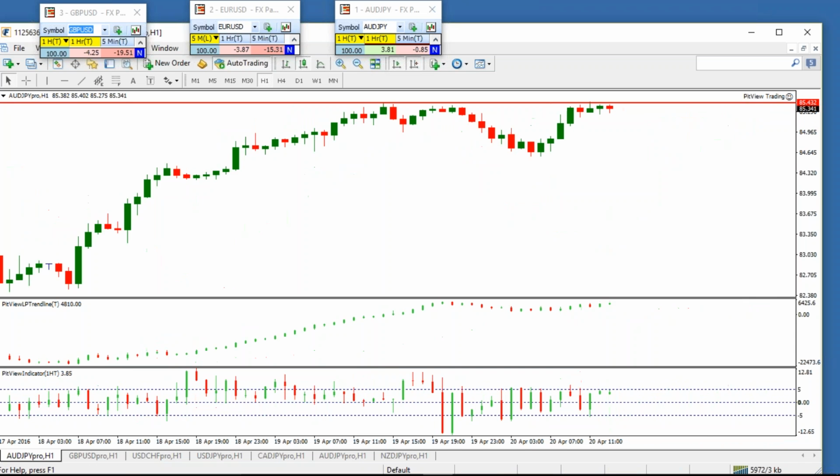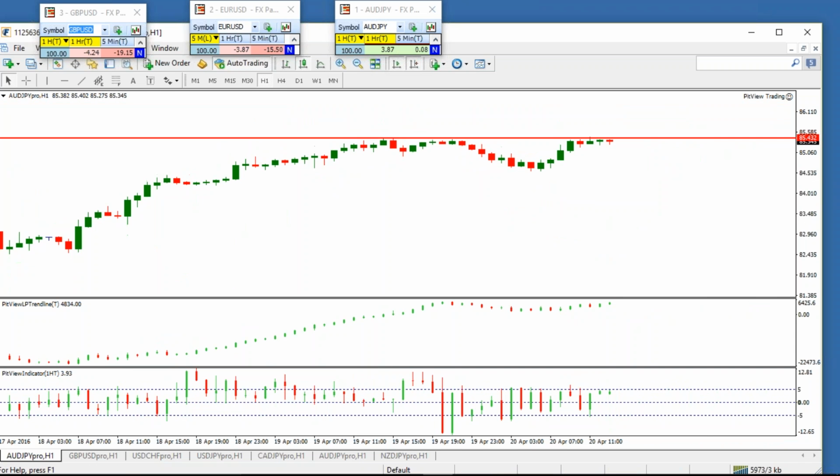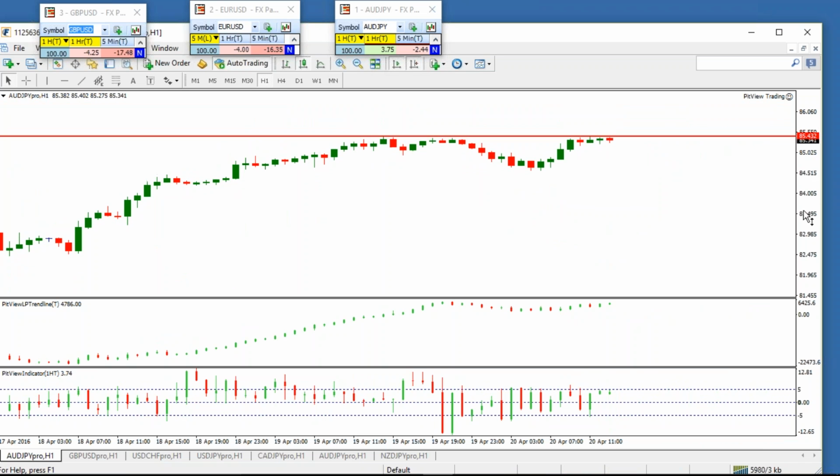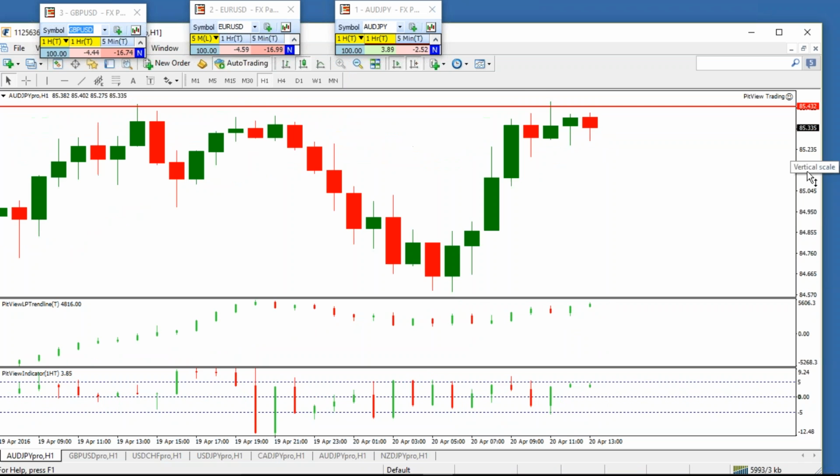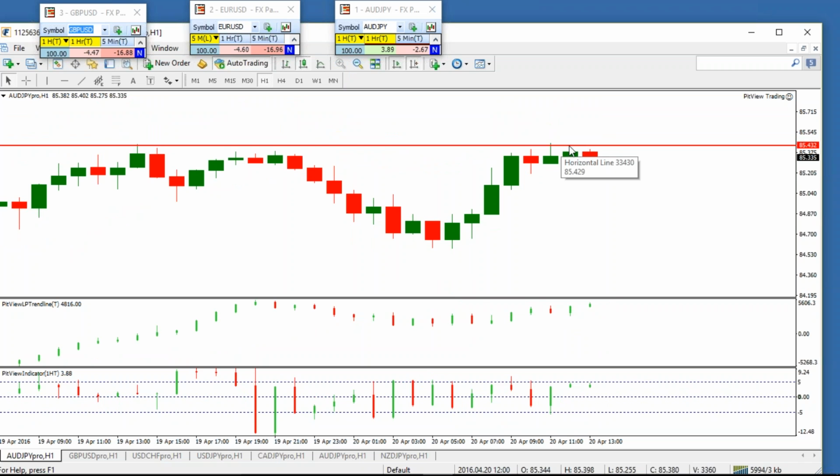Let me zoom out a little bit and bring this over. Everything's still looking on the up and up here on Aussie yen. If you look at it from a yen standpoint and from an Aussie standpoint, it did sell off a little bit right in here. Here was our retracement, but it's still looking pretty strong if you're using PitView on the LP trend line as far as the averages. Let's see here. There we go. That's what I wanted to do.